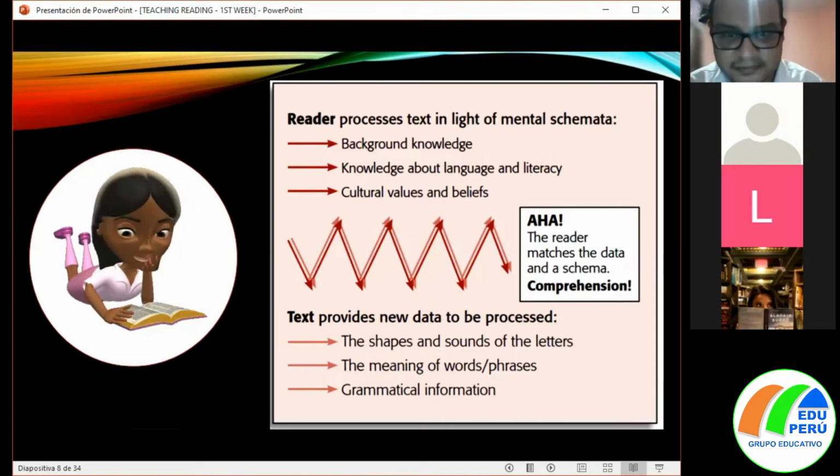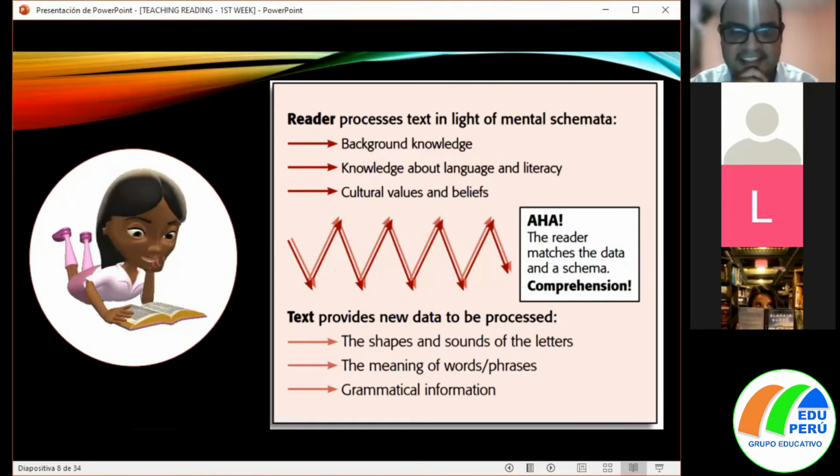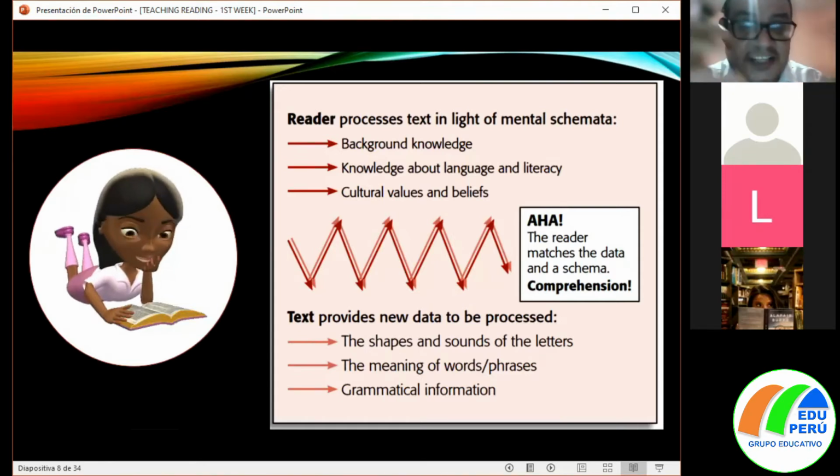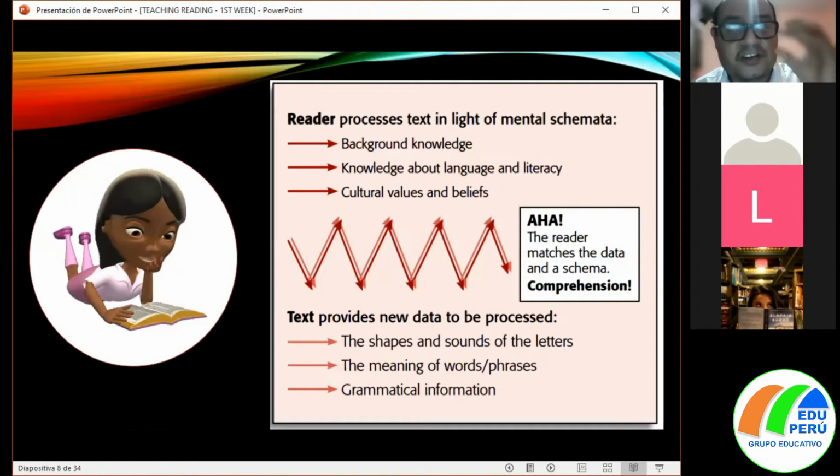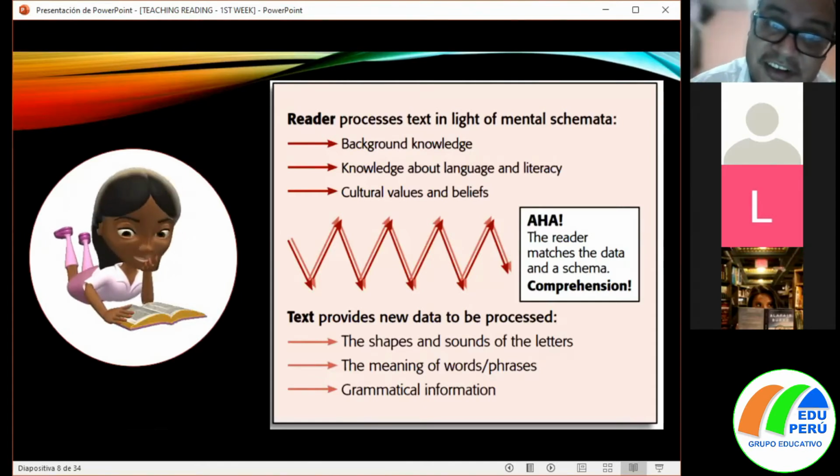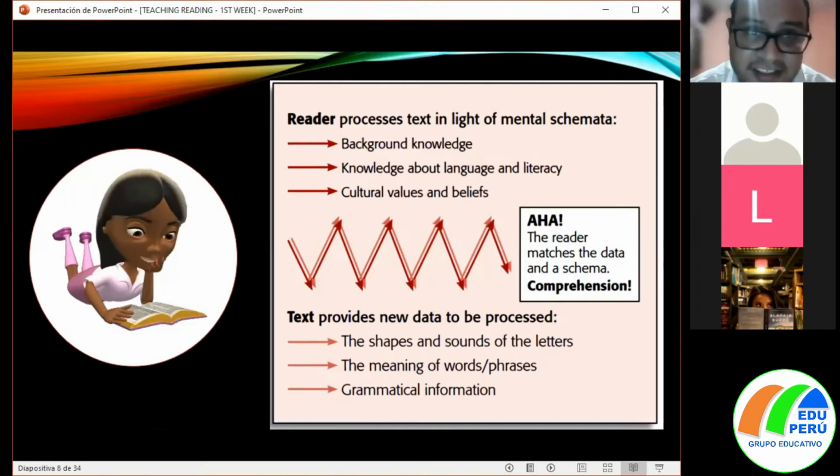Schemata. Top-down. Yeah. All right. But which aspect of reading is this? Top-down. The reader is the most important here: what he or she already knows, related to his or her own experiences, or related to the language and literacy, or related to the values and beliefs that he or she has. And the second, the bottom. Notice that's why here it says top, bottom.